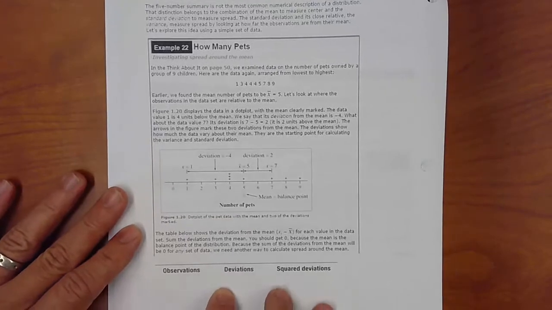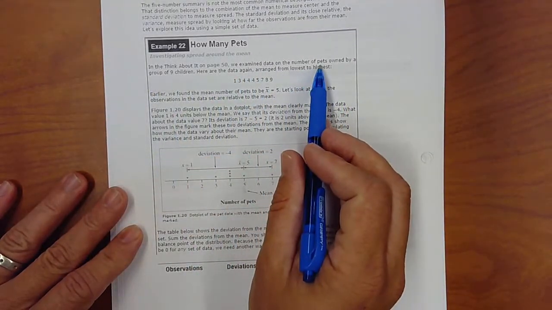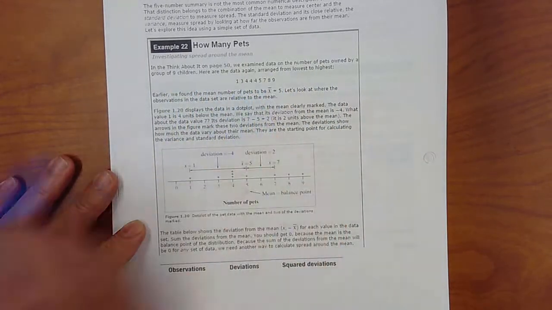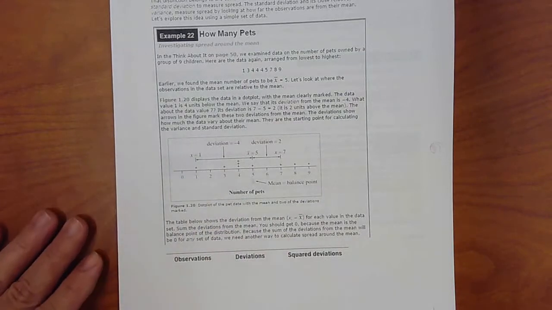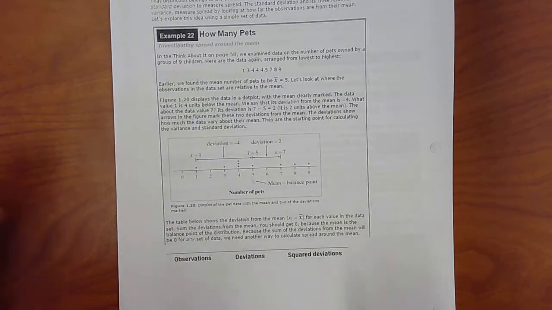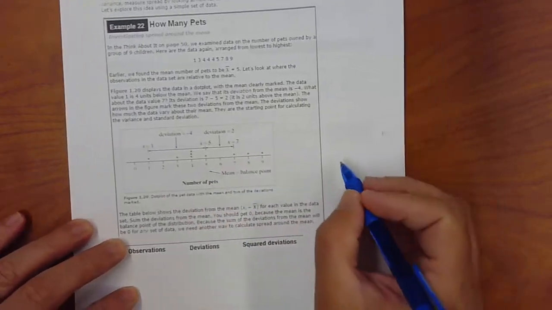So this example, 22, they asked some kids, how many pets do you own? Okay, 9 kids. Here's the responses. Here's a dot plot of that, okay? So what the standard deviation does is measures the spread. You know, the 5 was the mean, okay?